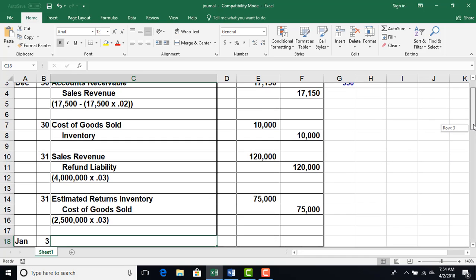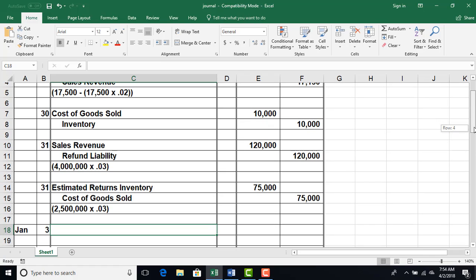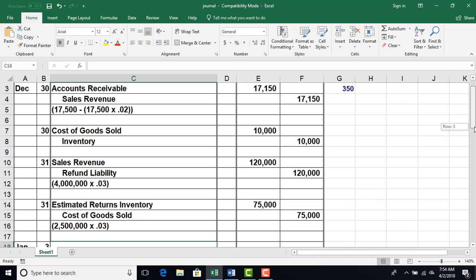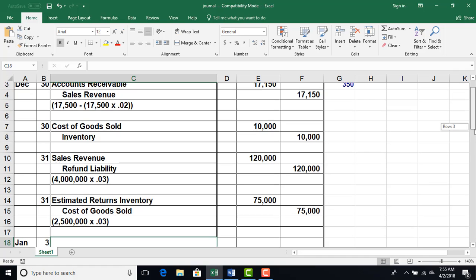The sales revenue of $17,150. My problem is, remember, when I recorded that sales revenue, I recorded it at that net amount with that discount already taken out. So I can't record this return now at a gross amount. I have to make sure that I record that discount on this return as well, because I want to take it out at the same equal value. I got to take it out at the same value that I put it in for.